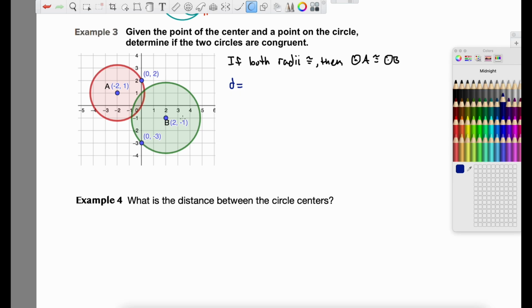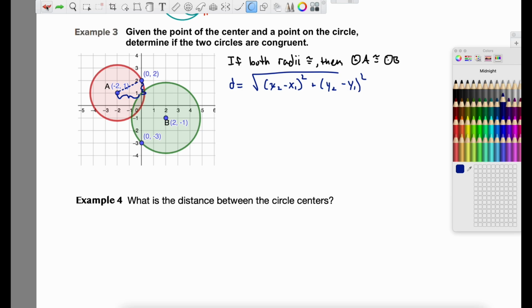I'm going to show you two ways. We could use the distance formula. So we do x2 minus x1 squared plus y2 minus y1 squared. So we're taking the difference of the x values, squaring them, and adding the difference of the y values, squaring them, and then we take the square root of that. And that gives us this.